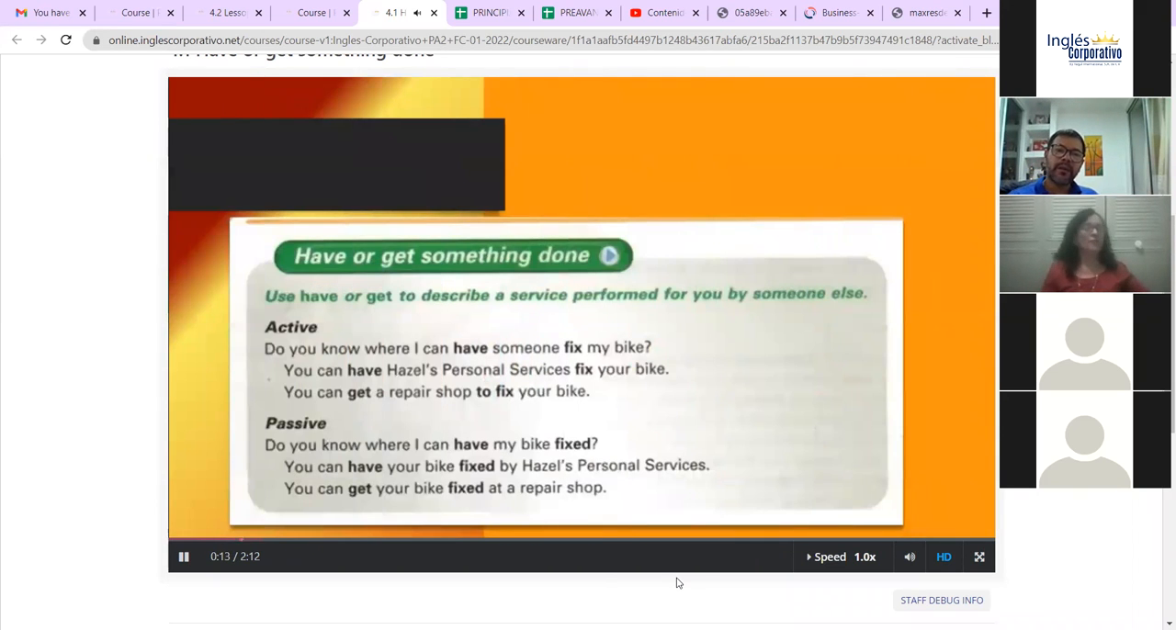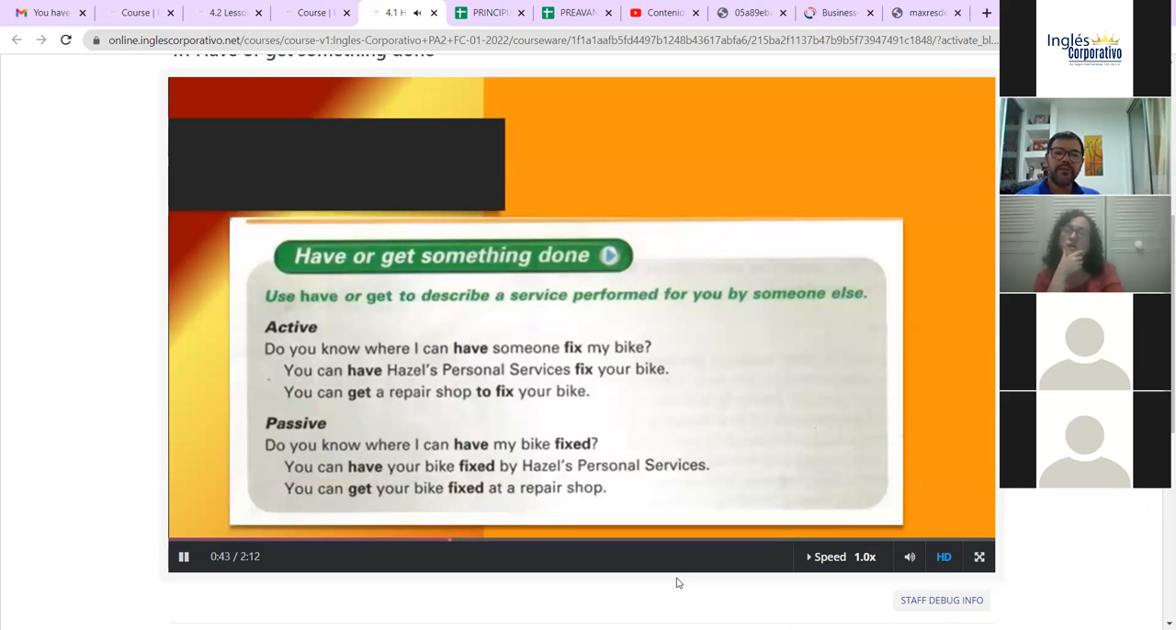Page 59, exercise 3, grammar focus. Have or get something done. Use have or get to describe a service performed for you by someone else. Active. Do you know where I can have someone fix my bike? You can have Hazel's personal services fix your bike. You can get a repair shop to fix your bike.